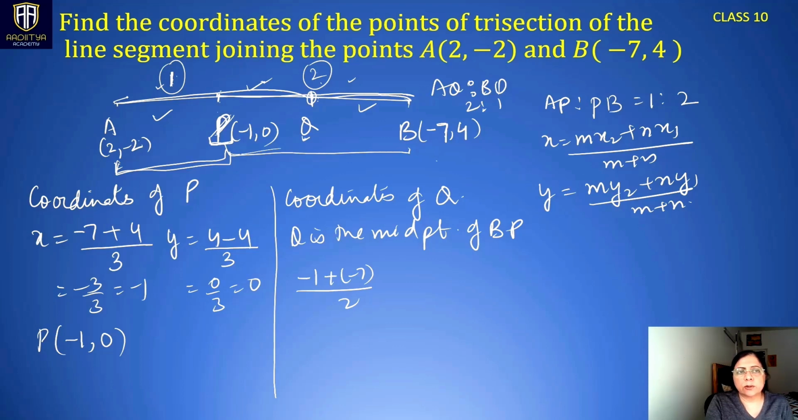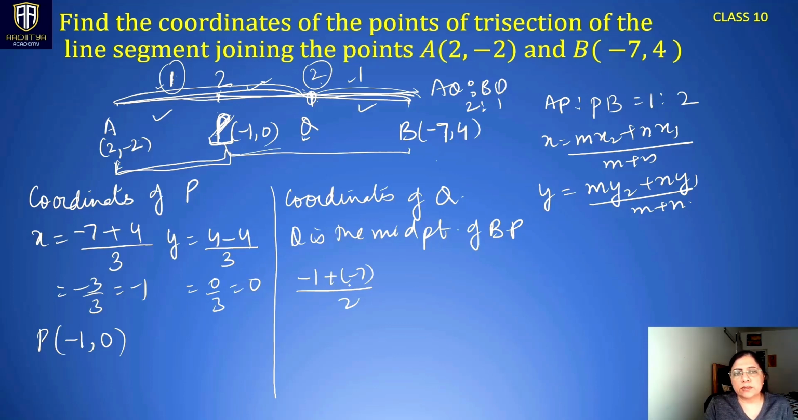Otherwise you can do it this way only. This is AQ is to BQ is 2:1. The bigger part is earlier and then the smaller part is 1. For AQ and BQ, AQ is to BQ is 2:1. You can use the section formula in that case. Otherwise you have found P, Q is the midpoint of BP.